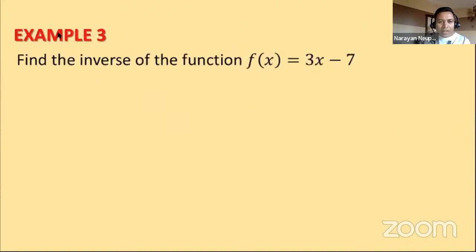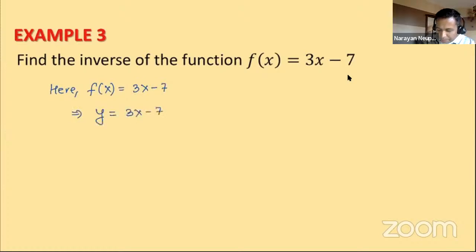So here is the third example. We are asked to find the inverse of the function f of x equal to 3x minus 7. You can see they have given this function f of x equal to 3x minus 7. Basically, this is the same as y equal to 3x minus 7.